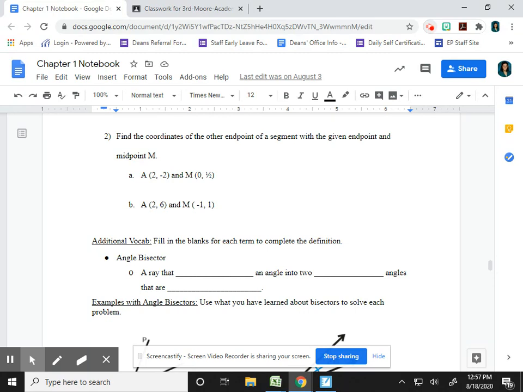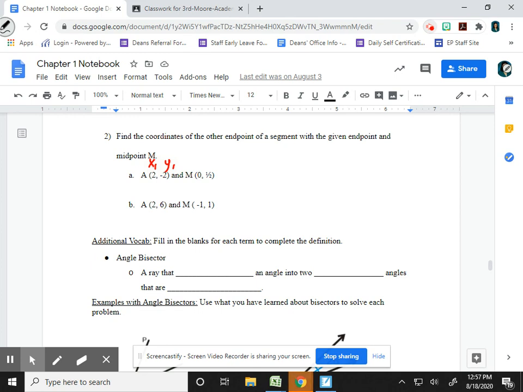So find the coordinates of the other end point. So right now what you have is the midpoint and a segment. So this would be x1 and y1. We don't know x2 and y2. That's what we're trying to figure out. So here's how you're going to set that up. Kind of the same way here.